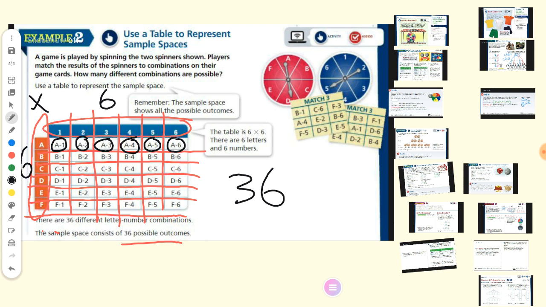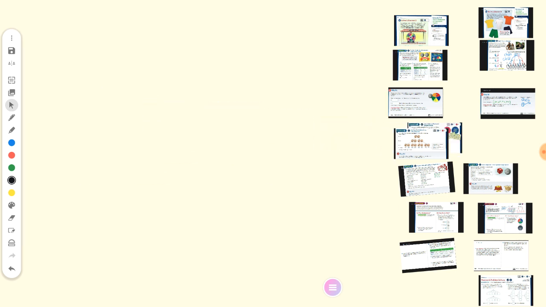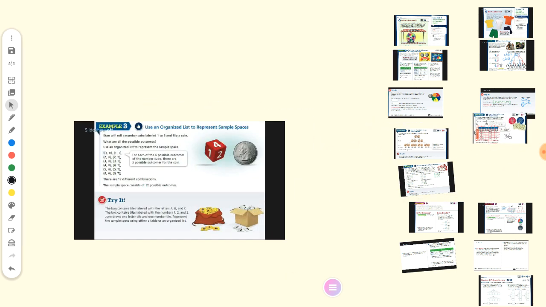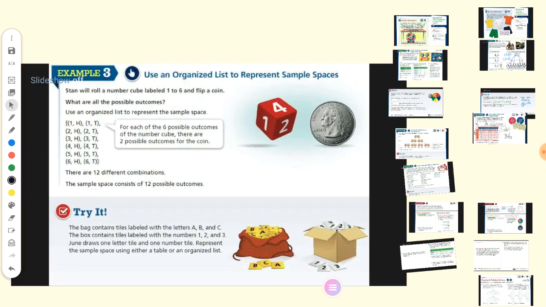And I will not ask you to write the whole sample space, A1, A2, A3. No, no, no. I may give you a small table and say to you, fill the table, something like this. Okay? So, you know now how to write the sample space of compound events as a tree, as a table. Another example. What about if we want to write it as a list?